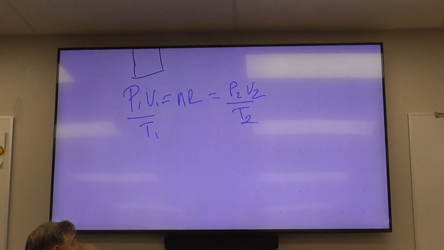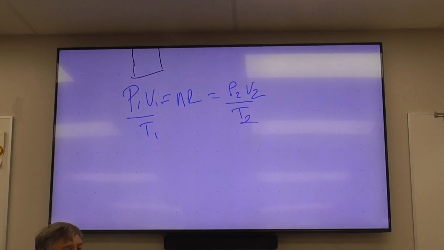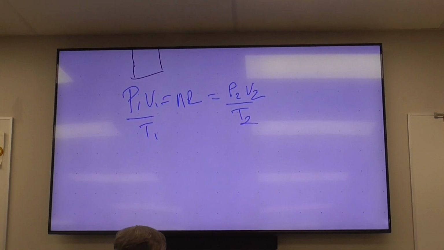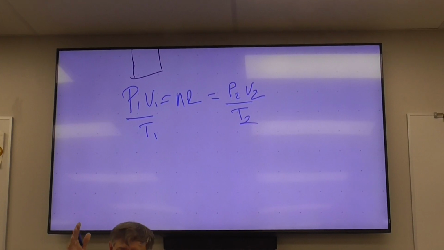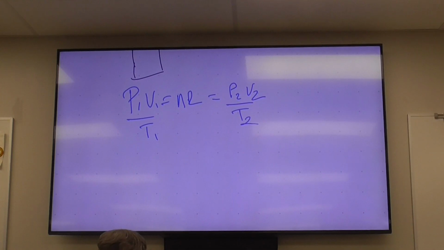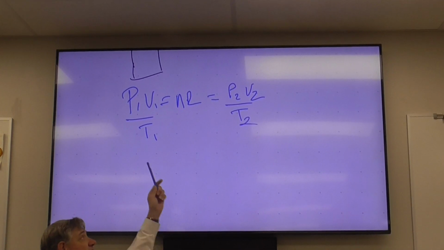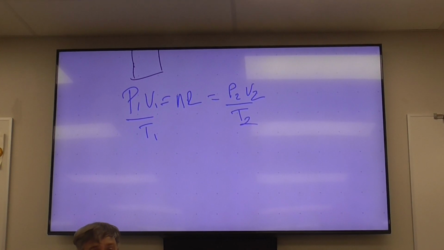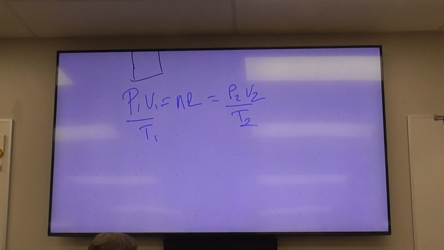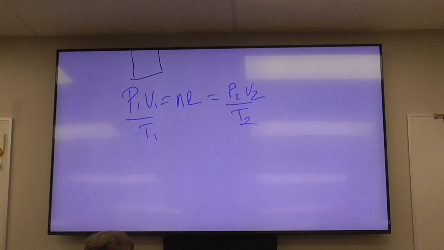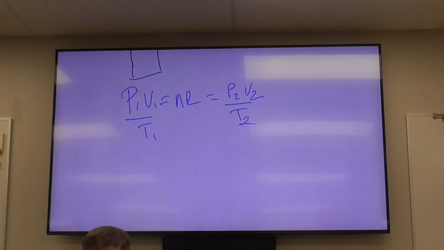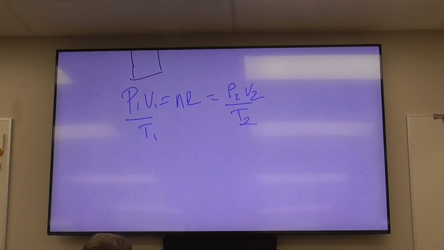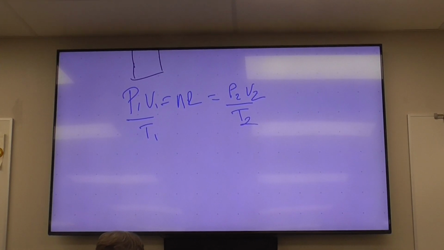The beauty of this is that because it's a ratio, the pressure and volume just have to be in the same units. But the temperature, listen to me: this only works if the temperature is in Kelvin, okay? You cannot, under any circumstance, using any gas law problem, leave a temperature in Celsius. It will not work. Every temperature has to be in Kelvin.